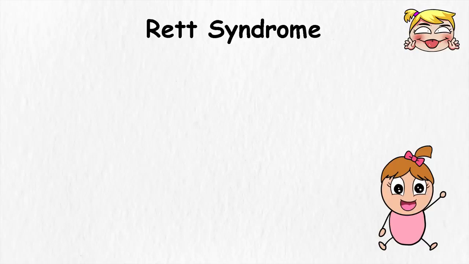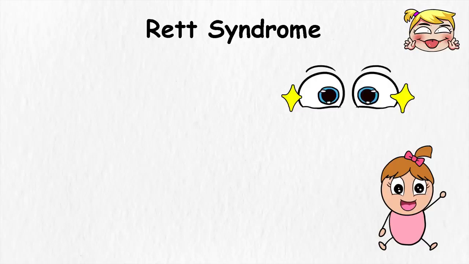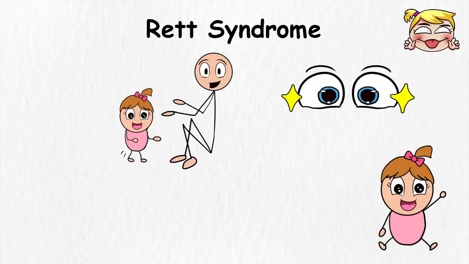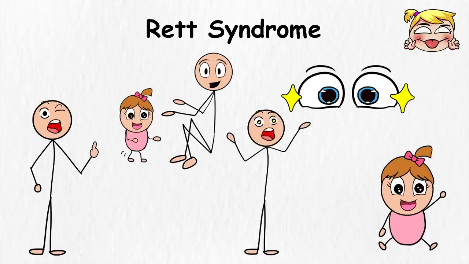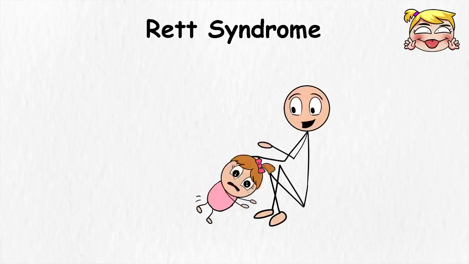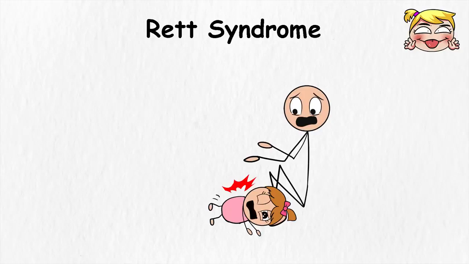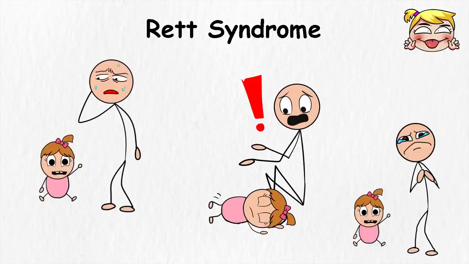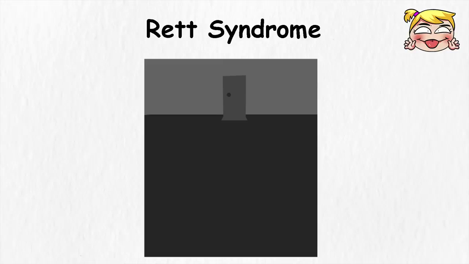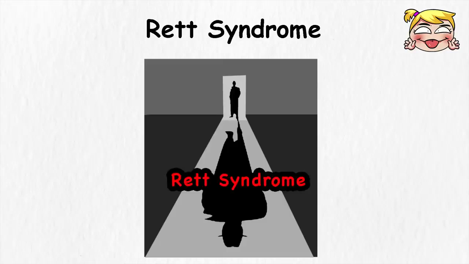Rett syndrome. So imagine a baby girl, bright-eyed, babbling, learning to clap her hands and take her first steps. Everything seems perfectly normal, even magical. But then, slowly and without warning, she begins to lose the skills she had just begun to master. It's confusing, heartbreaking, and deeply mysterious. This is the quiet and devastating arrival of Rett syndrome.